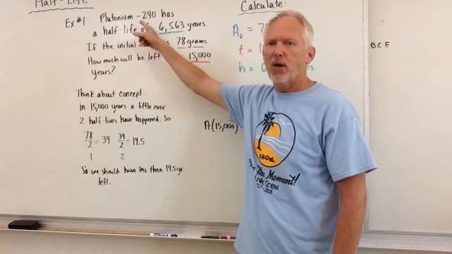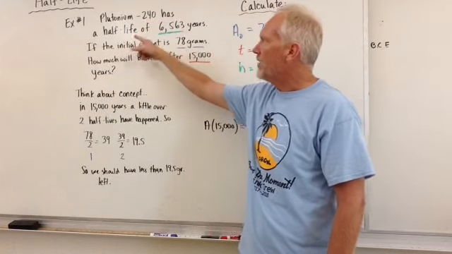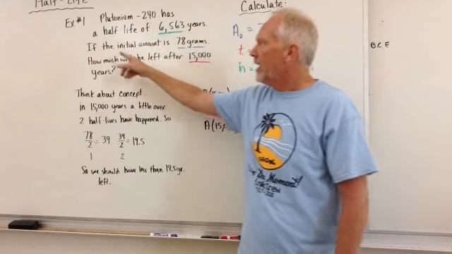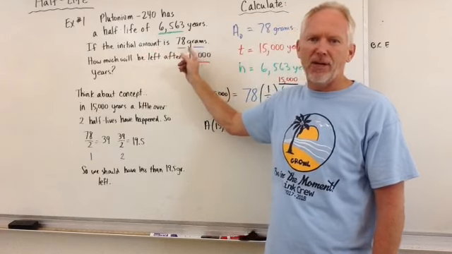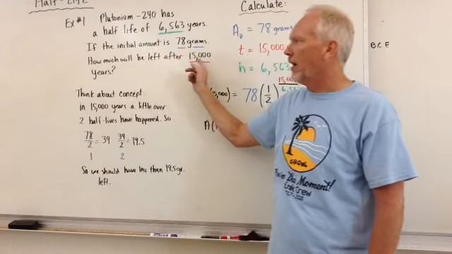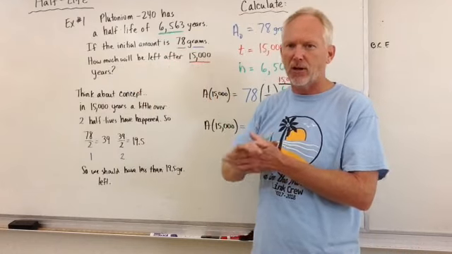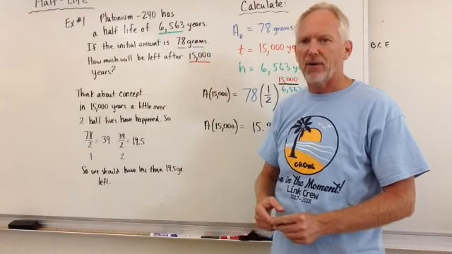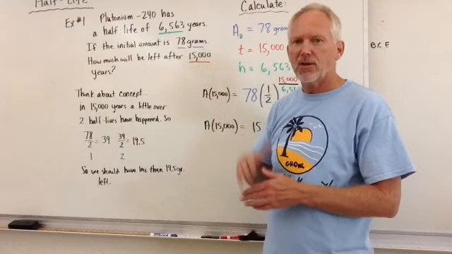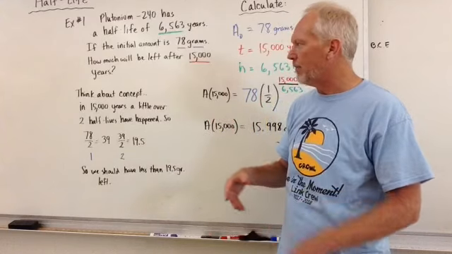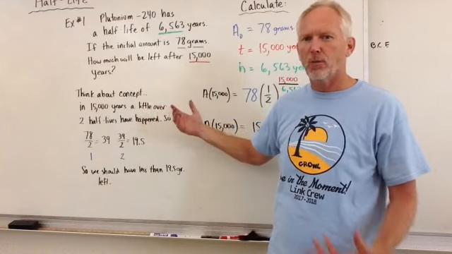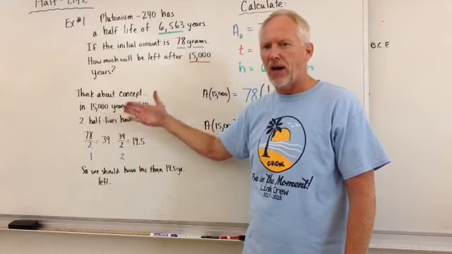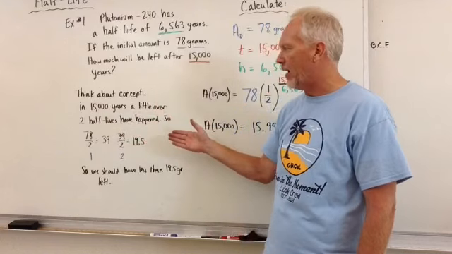It says, hey, plutonium-240 has a half-life of 6,563 years. If the initial amount is 78 grams, how much will be left over after 15,000 years? So plutonium has a decay rate of 6,563 years, and it will be half its substance. So let's first think about the concept. What are we doing? We are looking at 15,000 years and saying, all right, how much is left after 15,000?